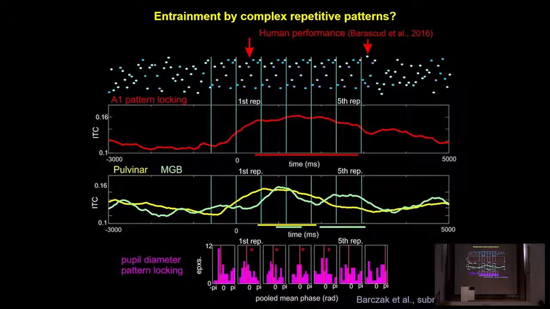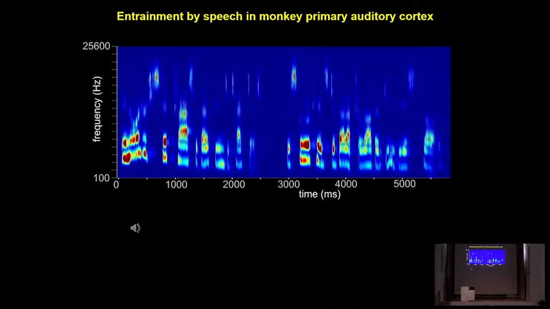If you look at the phase of the pupil diameter trace, what you see is that it actually becomes aligned, these histograms become biased almost at the time of the first repetition. So if the monkey's pupil gets entrained by these patterns, we are pretty sure that the monkey actually consciously perceives these similar to humans. So now that we dealt with these questions, we can actually present even more complex stimuli, human speech, which we only recently started to do.